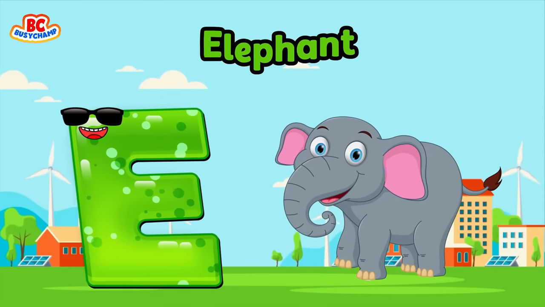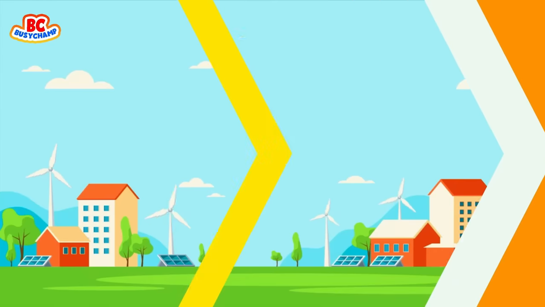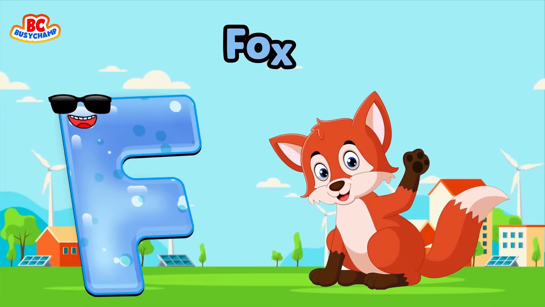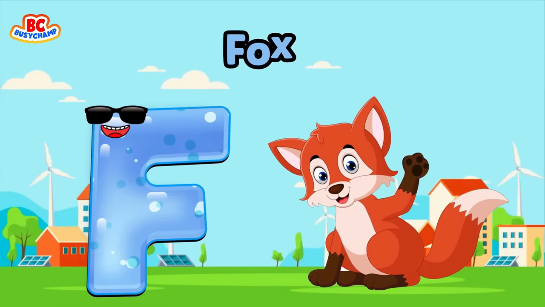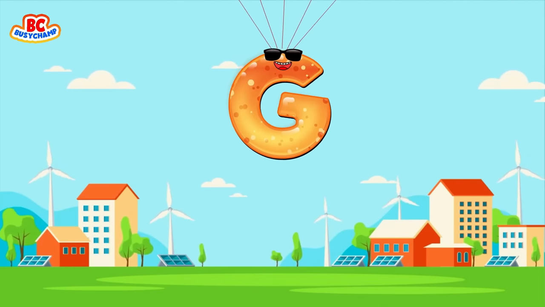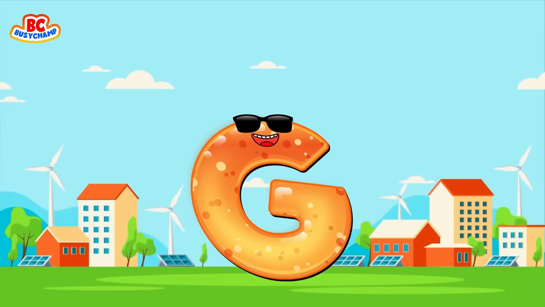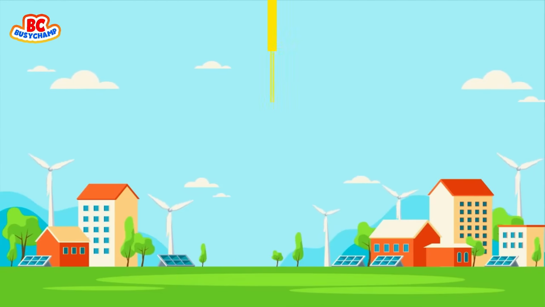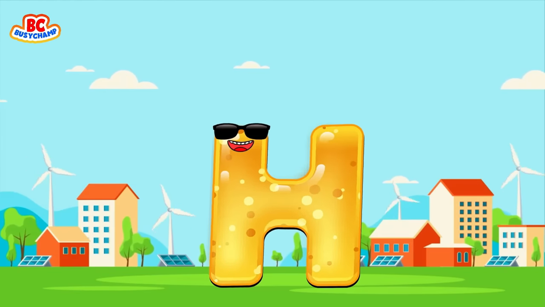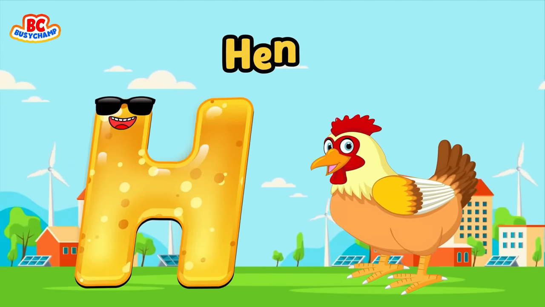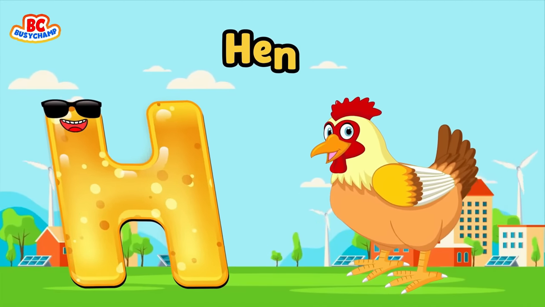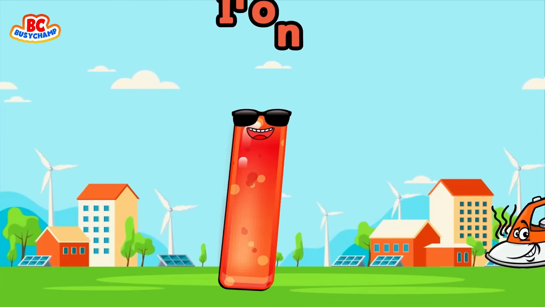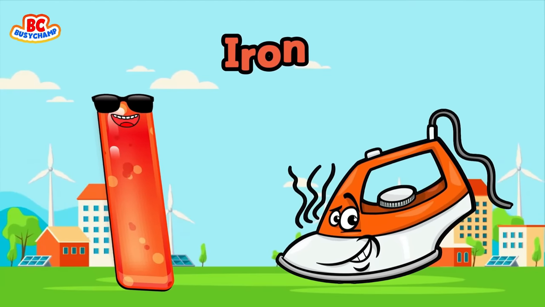E is for elephant. F. F is for fox. G. G is for grape. H. H is for hen. I. I is for iron.